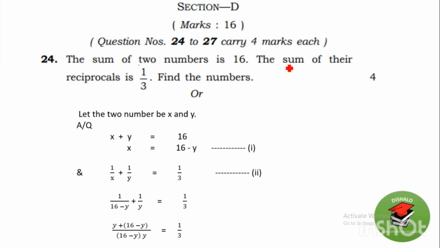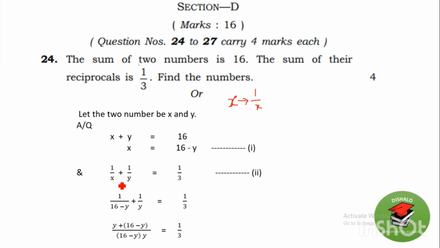The second condition is given: the sum of their reciprocals. The reciprocal of x is 1 by x, and the reciprocal of y is 1 by y. Adding the reciprocals, you get 1 by 3. So from here, 1 by x plus 1 by y equals 1 by 3. Mark this as equation 2.